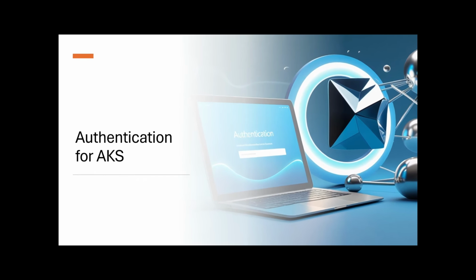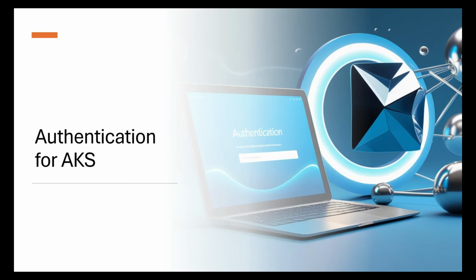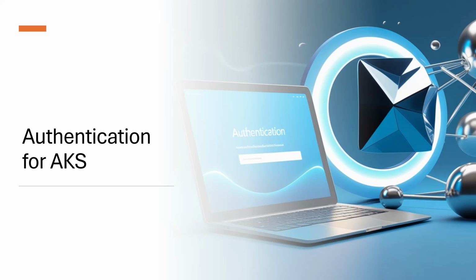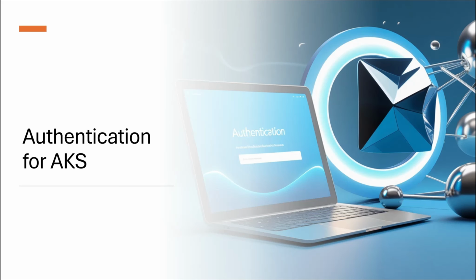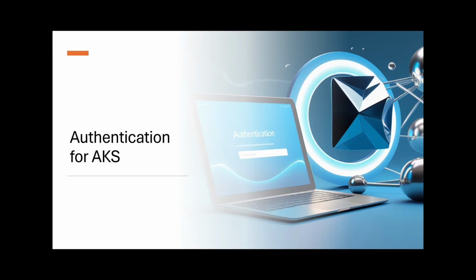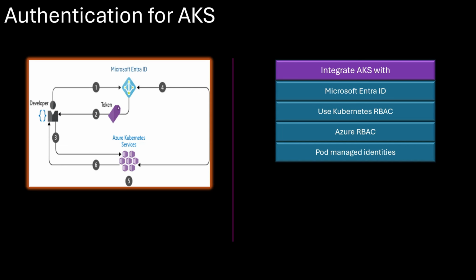When you manage AKS clusters, you need to control who has access to your Kubernetes resources and services. Without proper authentication and authorization measures in place, accounts might gain unnecessary access, making it difficult for you to track who made changes. To secure access, you can integrate AKS with Microsoft Entra ID, Kubernetes RBAC, Azure RBAC, and enable pod managed identities for resource authentication. Let's discuss each of them in detail.